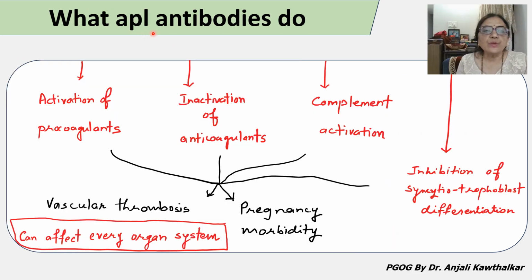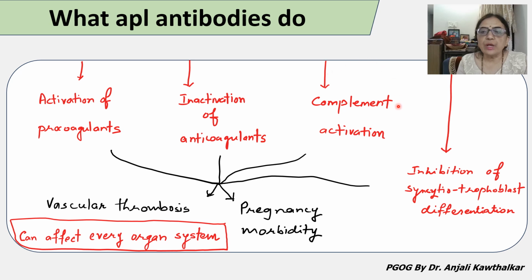Now what do these antiphospholipid antibodies do? They activate the procoagulants. So procoagulants are activated, and the coagulation process will be enhanced or accelerated. They will lead to inactivation of anticoagulants, which will further lead to hypercoagulability in the blood. And there is a complement activation. So all these lead to hypercoagulability, and that is why antiphospholipid syndrome is called a thrombophilia. Thrombophilia is whenever we have a state in the body where there is hypercoagulability.